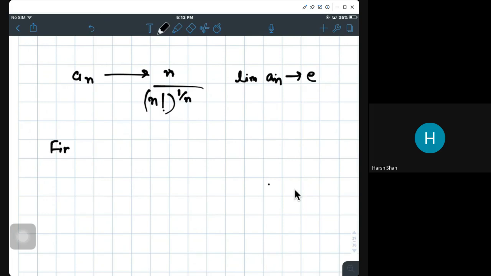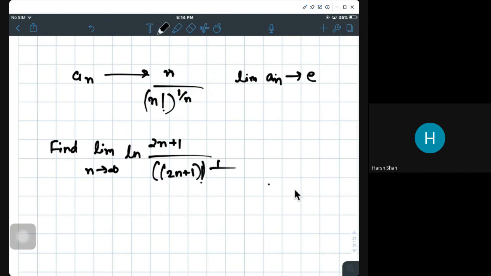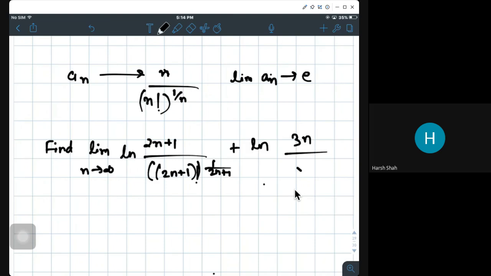the limit as n tends to infinity of ln of 2n plus 1 upon 2n plus 1 factorial to the power 1 by 2n plus 1, plus ln of 3n upon 3n factorial to the power 1 by 3n. This is what you have as a question. How will you solve this?